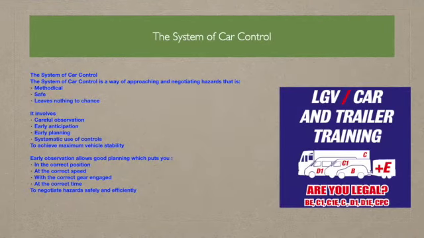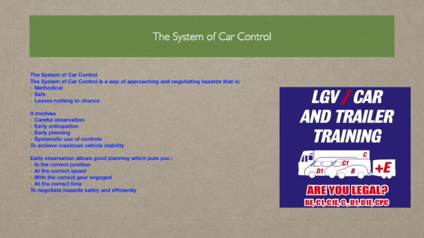The system of car control. The system of car control is a way of approaching and negotiating hazards that is methodical, safe and leaves nothing to chance. It involves careful observation, early anticipation, early planning, systematic use of controls to achieve maximum vehicle stability. Early observation allows good planning which puts you in the correct position, at the correct speed, with the correct gear engaged, at the correct time, to negotiate hazards safely and efficiently.